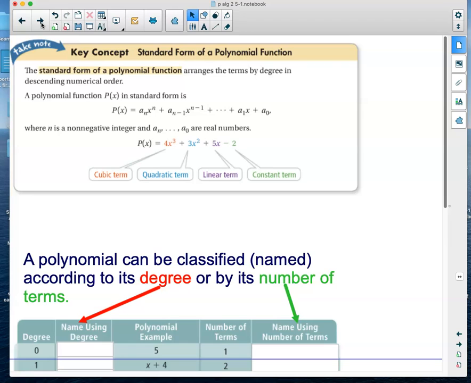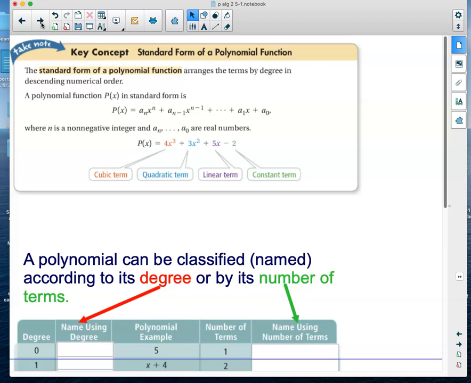Now, that's what this box says. Standard form of a polynomial function. The standard form of a polynomial function arranges the terms by degree in descending numerical order. So you start with the highest power and you work your way down.